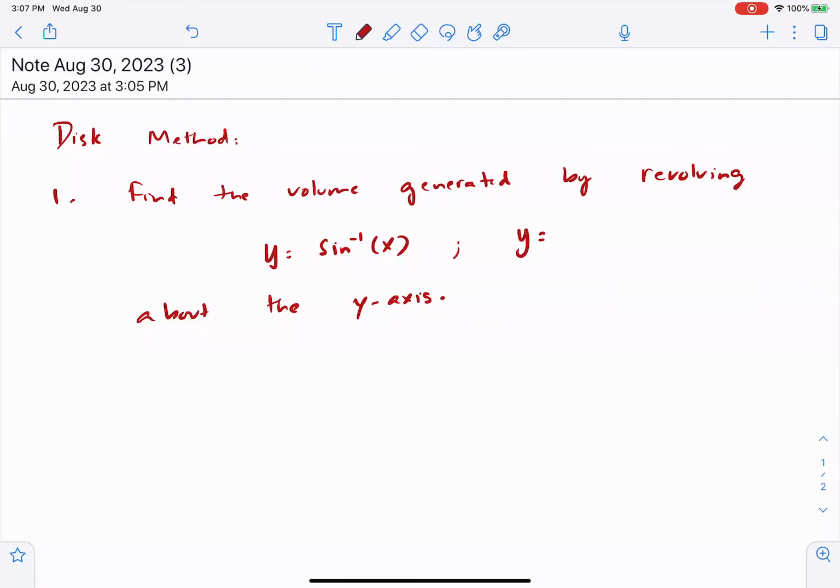Okay, so we have a function y equals sine inverse of x, and we also have y equals something. I left it blank for a reason. And we are going to revolve it about the y-axis. As I mentioned in class before, what is the first thing to do?